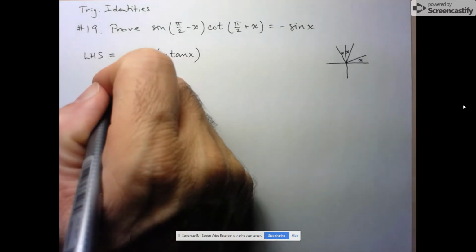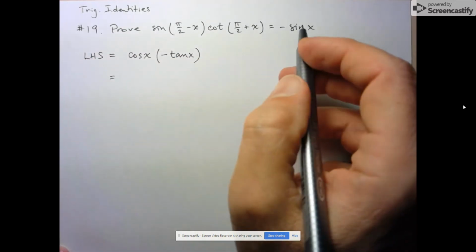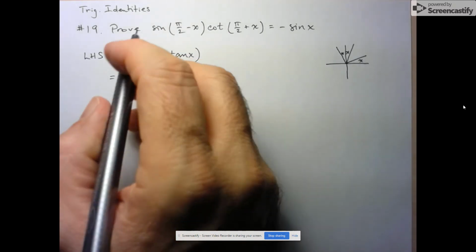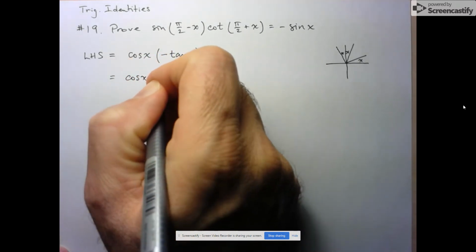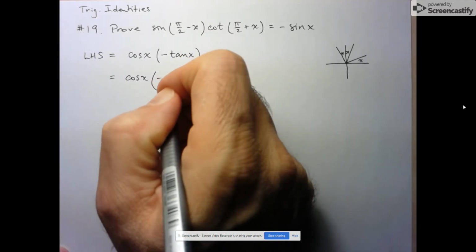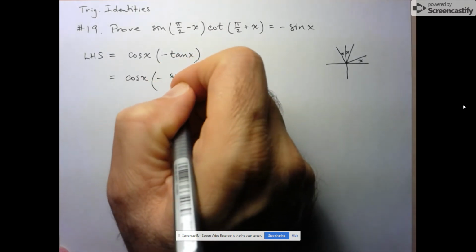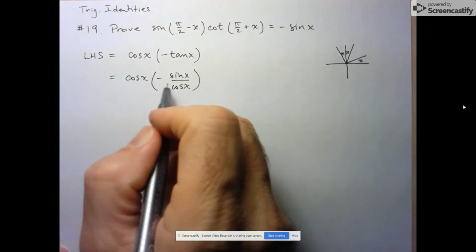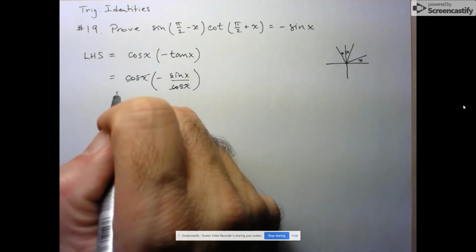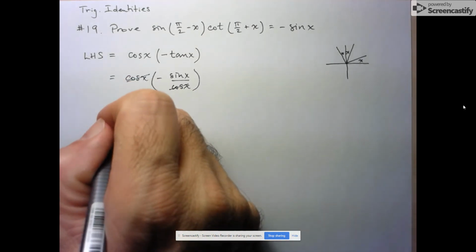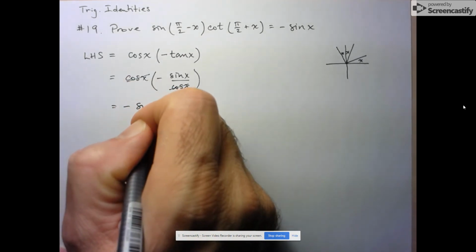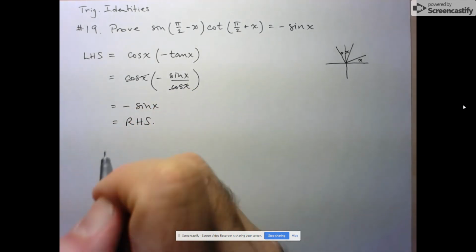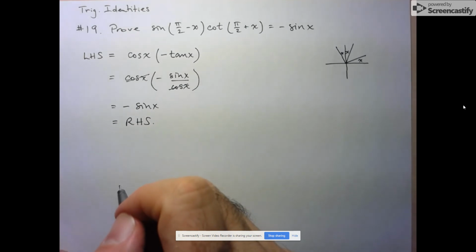Okay, but now that I have that, again, I've got sine x on the other side, so it makes sense to turn everything in terms of sines and cosines. So I'll leave this cosine x, and here I'm going to rewrite tan x, or negative tan x, as negative sine x over cos x. And here we see that we can reduce the cos x in the numerator and the cos x in the denominator, and what we're left with is just negative sine x, which is just equal to our right-hand side. So this identity's been proved.